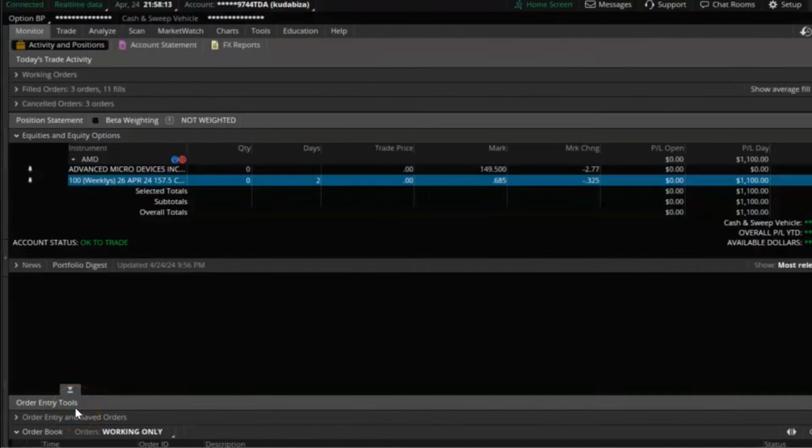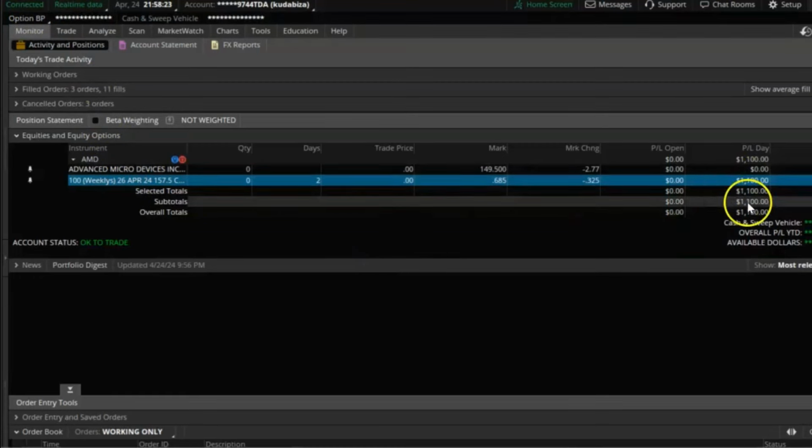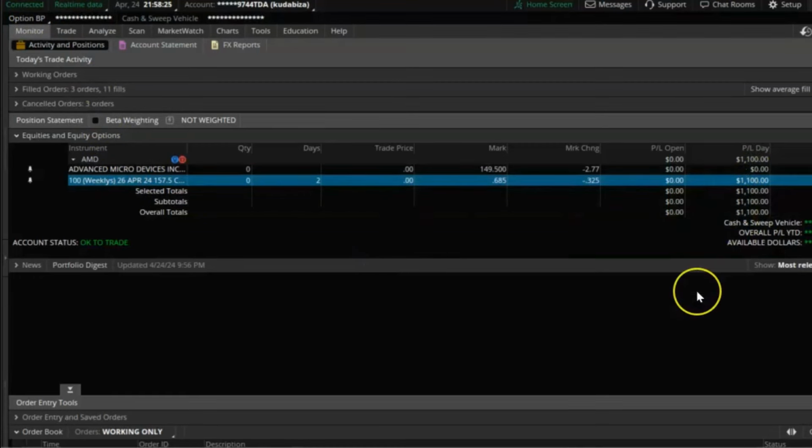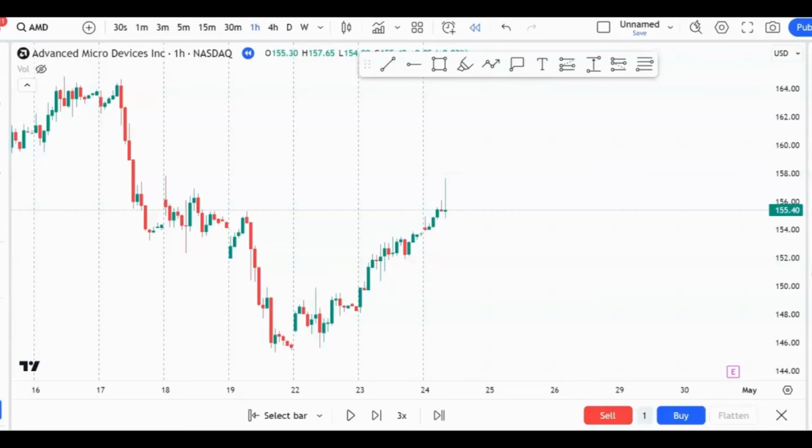Hey guys, I want to walk you through this AMD trade that I took. You can see my account is connected. It's real-time data. This is not a simulated account, it's the real deal. I made $1,100 today on this trade, and in this video, I'm going to walk you through what I did in order to generate this revenue. So anyway, as you can see, I started off by looking at the 1 hour time frame on AMD.